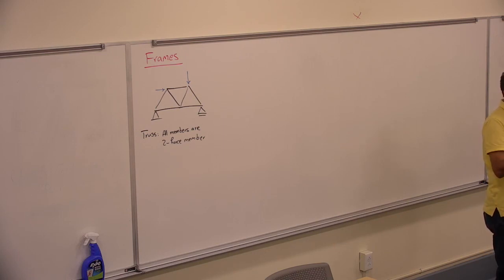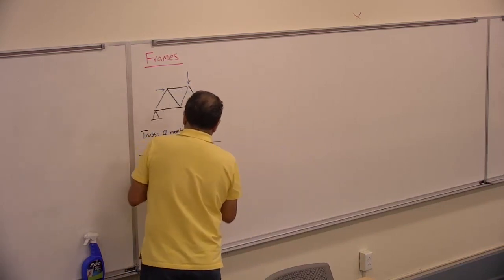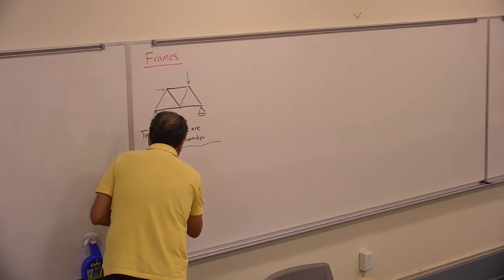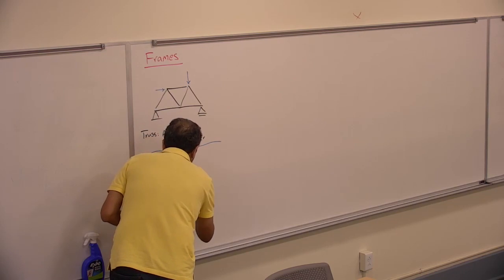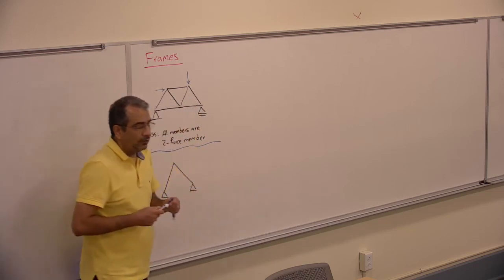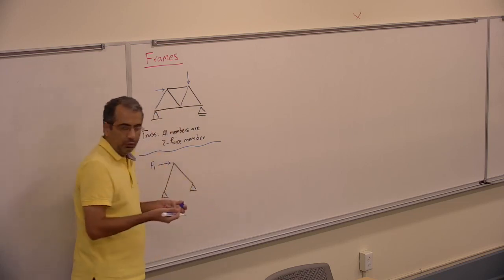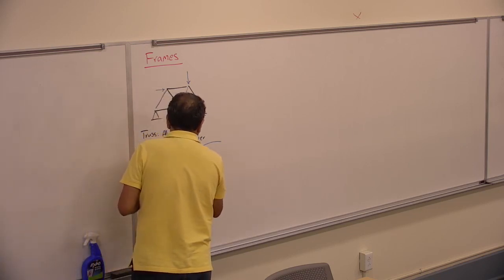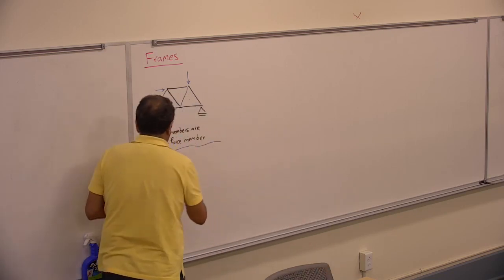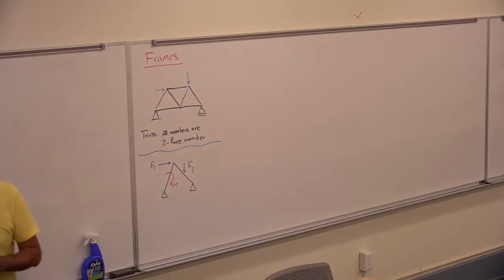Now, one says, what if instead of having a force applying on the joint, the force is also applied on the member as well? It's not going to be only at the joint. So for example, if I have something like this, and then instead of having the force applied there, I'm going to have, for example, a force applied here on the joint, and another force, for example, applied here, and another one, for example, applied here. So this would be called a frame.